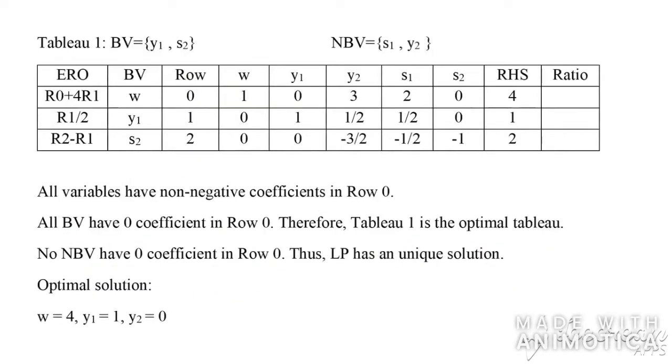Next, we construct the EROs for tableau 1. After that, we will have the values for tableau 1. As you can see, all variables have non-negative coefficients in row 0. All BV have 0 coefficient in row 0. Therefore, tableau 1 is the optimal tableau. No NBV has 0 coefficient in row 0. Thus, the LP has a unique solution. So, the optimal solution is W equal to 4, Y1 equal to 1, y2 equal to 0.